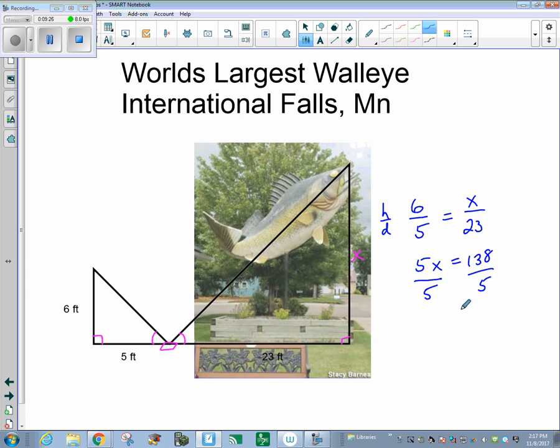And so if we divide by 5, 138 divided by 5 gives us basically x is 27.6 feet, and if I wanted to convert the 0.6 into inches, I would say that that is approximately 7 inches. All right, so this is 27 feet and 6 inches high. And so that's really what we're looking for when we're doing indirect measurement. So it's just going to be a matter of setting up these proportions and solving them as we go. All right, and so we'll do a few more of these in class.